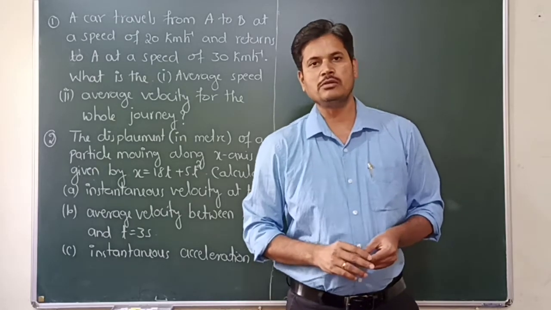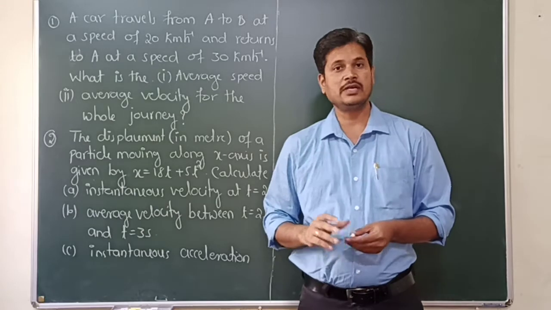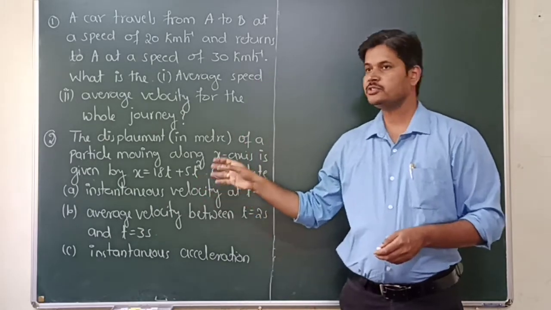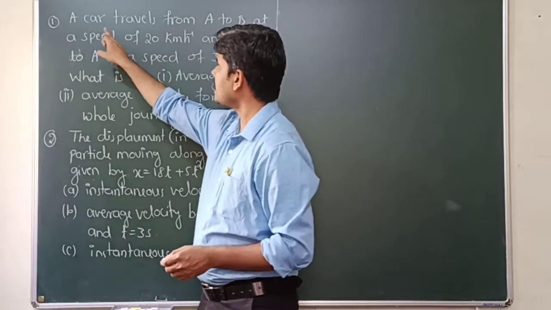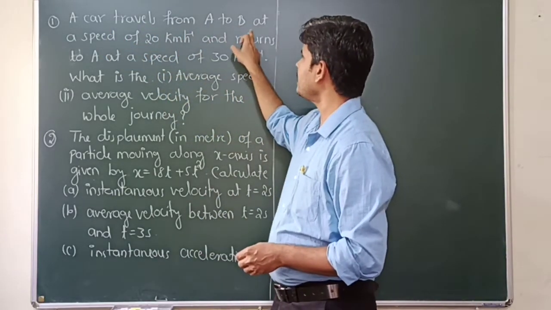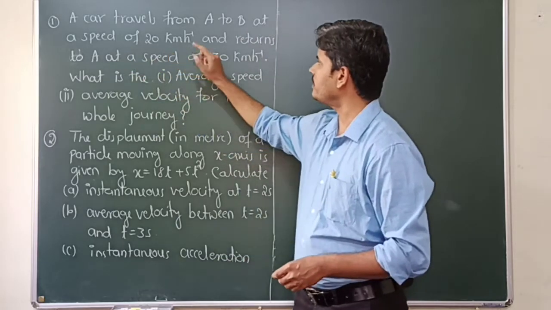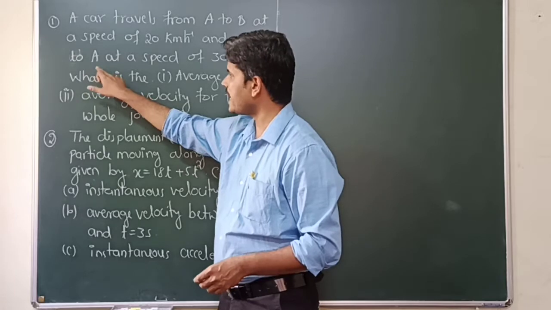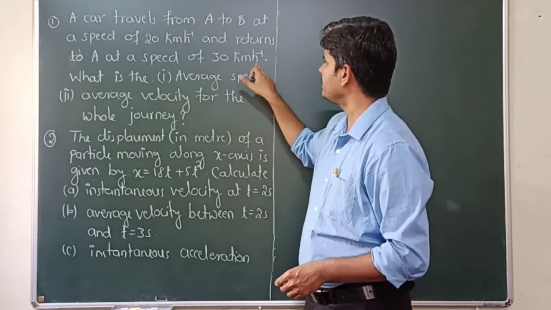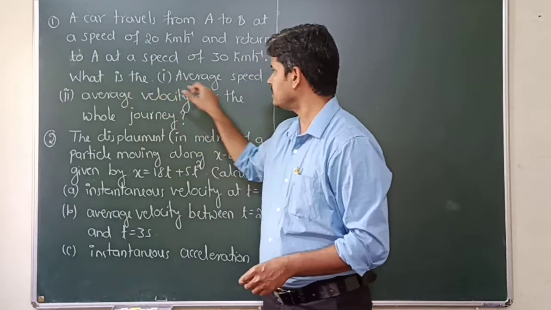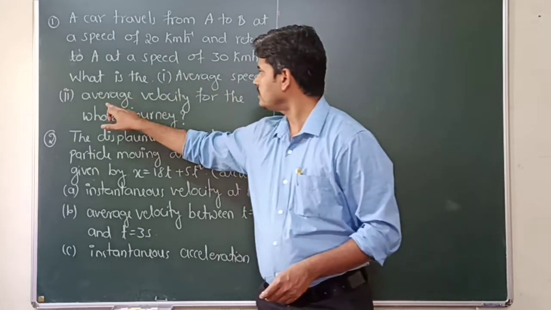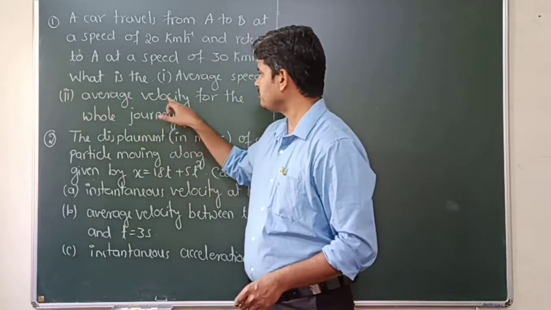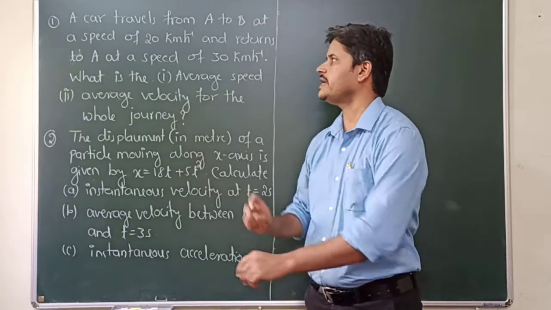Today we are going to solve some numericals on the basis of kinematic equations. Here I have written two problems. Look at the first problem. A car travels from A to B at a speed of 20 km per hour and returns to A at a speed of 30 km per hour. First, he asked to calculate the average speed. Second, the average velocity for the whole journey.